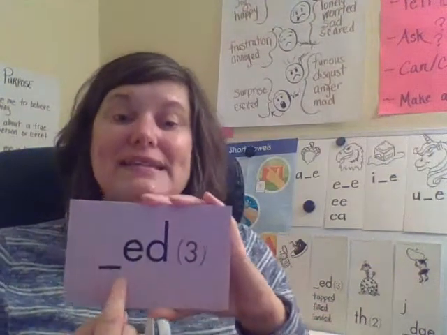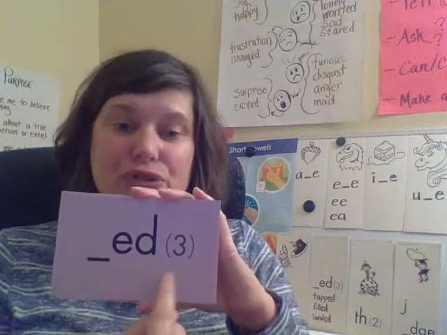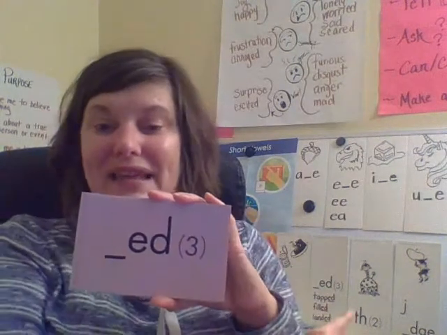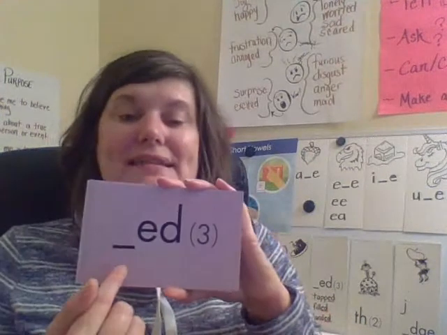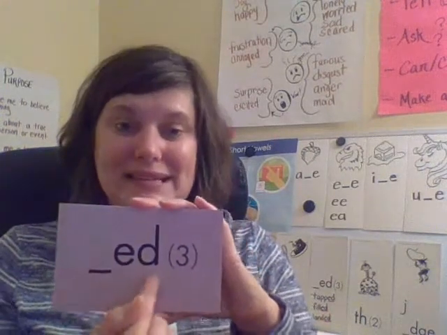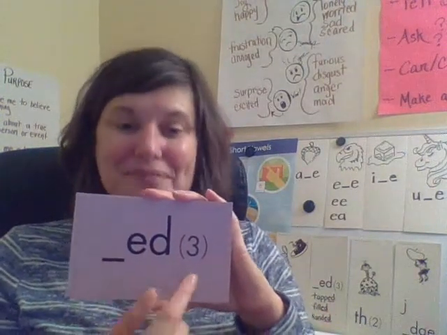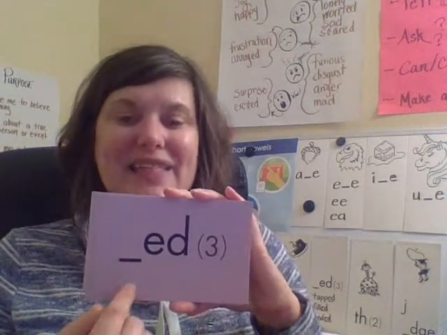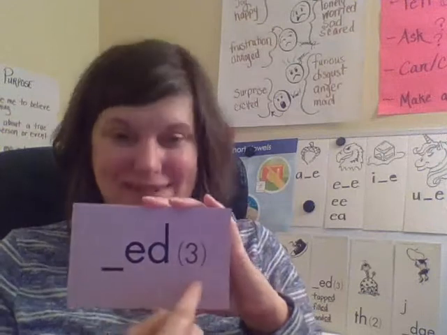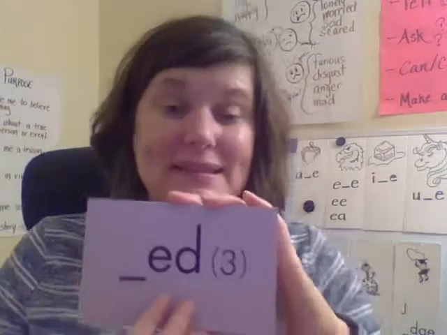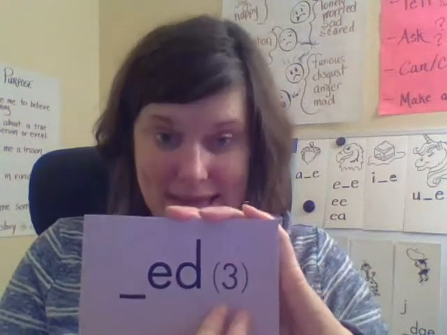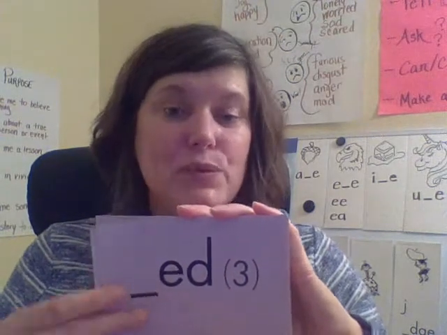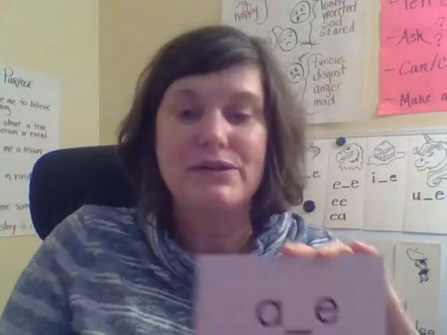First sound, it can say t. Together, t. Your turn. Good. Second sound, like at the end of filled, it can say d. Together, d. Your turn. Good job. Third sound, it can say id. Together, id. Your turn. Good. And remember, this is the past tense suffix. So when you add this to the end of a base word, it means it already happened.